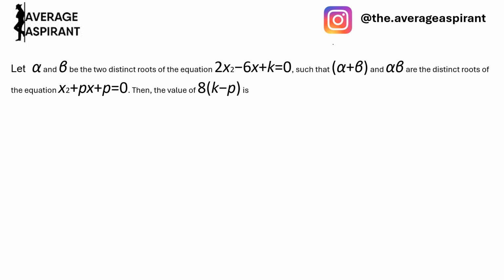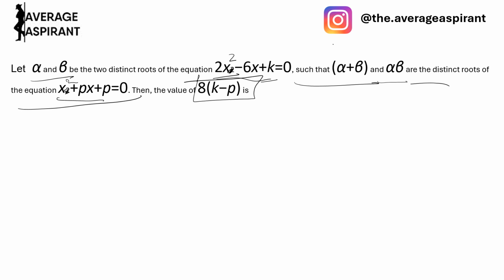So let's see. Let alpha and beta be two distinct roots of the equation 2x square minus 6x plus k is equal to 0, such that alpha plus beta and alpha beta are the distinct roots of this particular equation, x square plus px plus p is equal to 0. Then the value of 8k minus p is what?